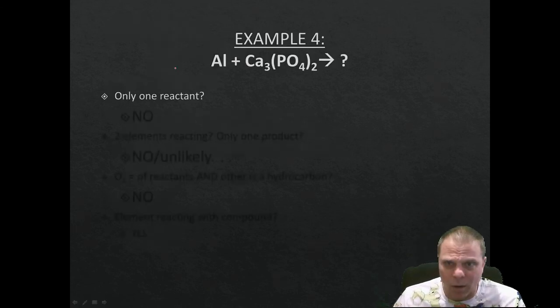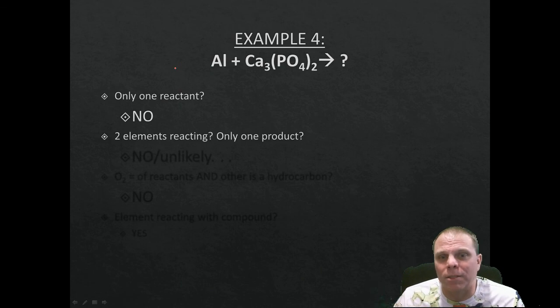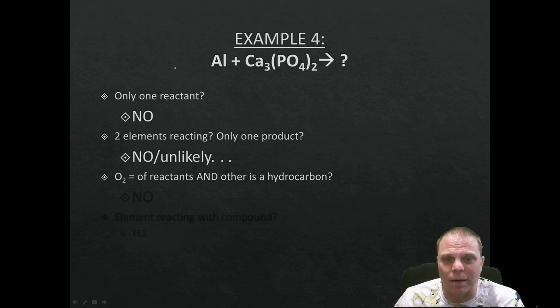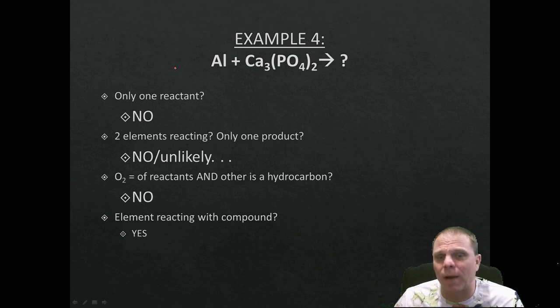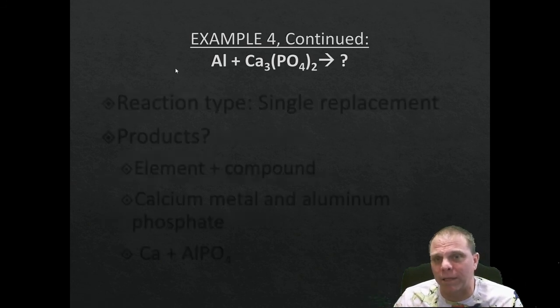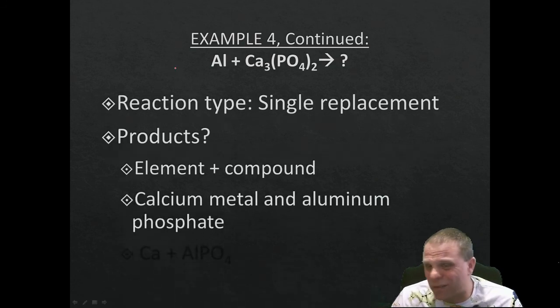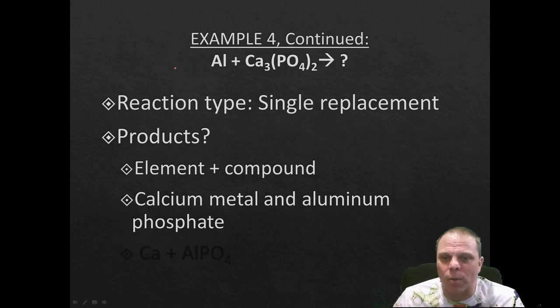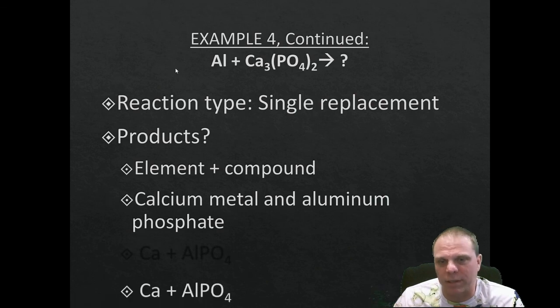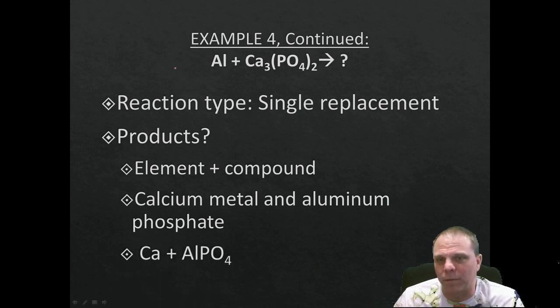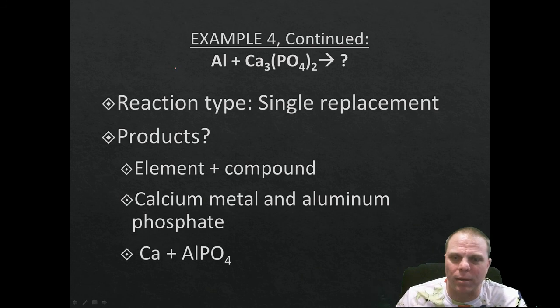Example 4, only one reactant? No, definitely not. Two elements reacting and only one product? No, we don't have only one product, at least it doesn't seem like it here, right? Is oxygen one of the reactants and the other a hydrocarbon? No. So is an element reacting with a compound? Yes, an element is reacting with a compound. Therefore, we have a single replacement reaction. What are our products going to be? Well, let's swap them. We've got to check the activity series first once we do that. But for right now, you can just assume that they're going to swap places if I don't give you an activity series. And so you'll end up with calcium and aluminum phosphate being the products.